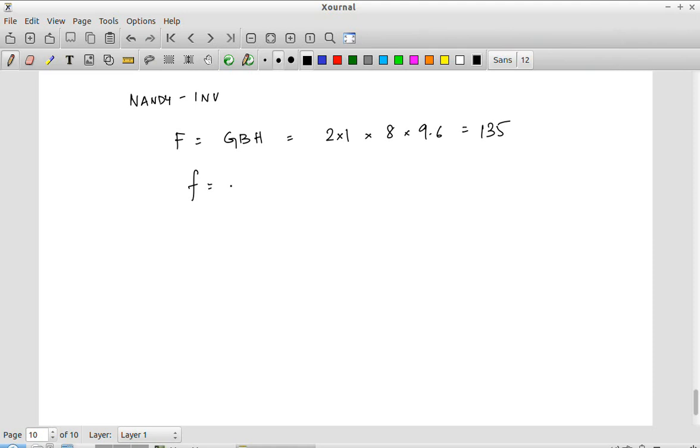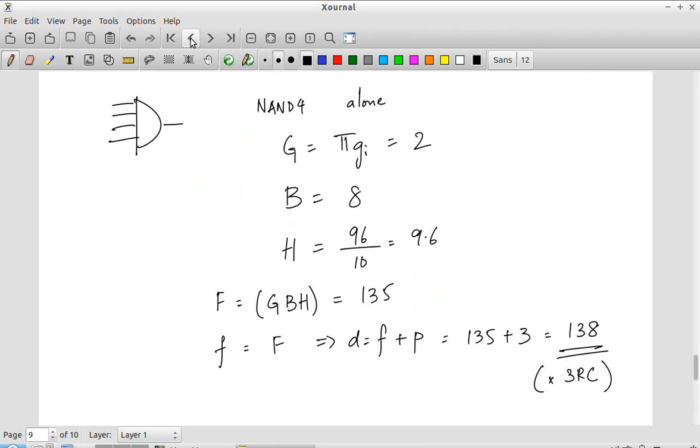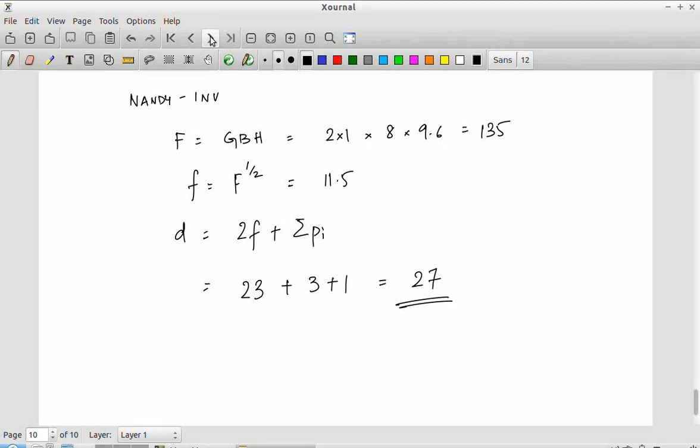But small s is equal to capital S to the power of 1 by 2, because there are 2 stages. I am able to equally divide this. This is going to be around 11.5 or so, because 11 square is 121, 12 square is 144, so somewhere in between, around 11.5. Delay is going to be given by 2 into s plus the sum of the parasitic delay, which is equal to 23 plus 3 plus 1. So this is equal to 27. What was it previously? It was 138. By just adding one extra inverter over there, I have made it much smaller, 27.